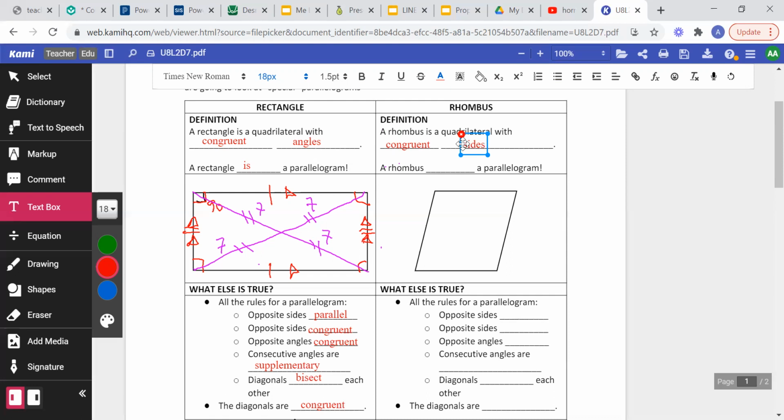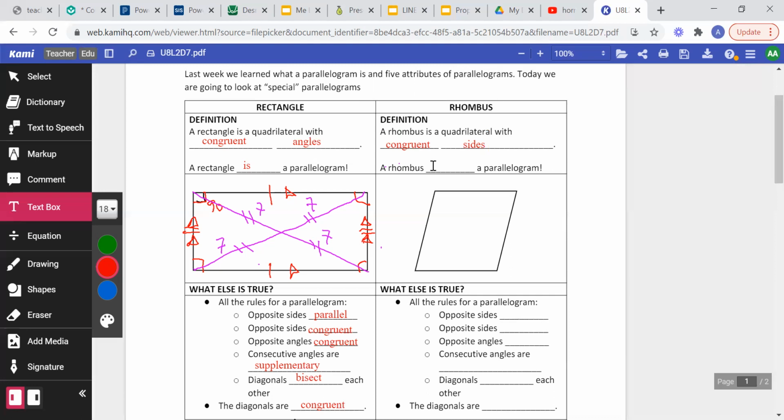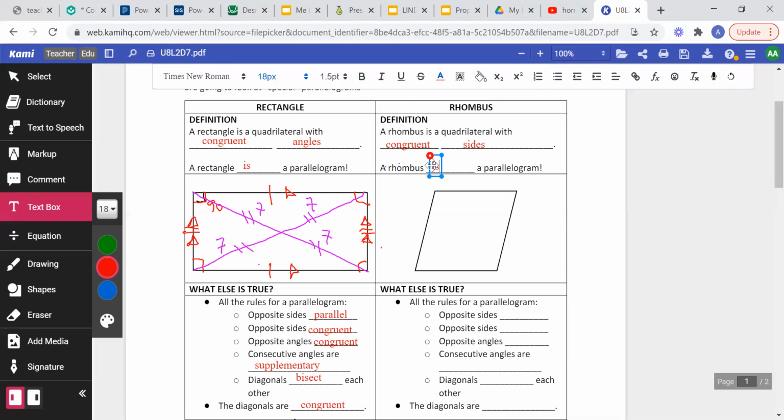Definition of rectangle: congruent angles. Definition of rhombus: congruent sides. So we're going to see all those specific things. And a rhombus is also a parallelogram, like the rectangle, because they have four sides and opposite sides are parallel. So I'm going to show them here.